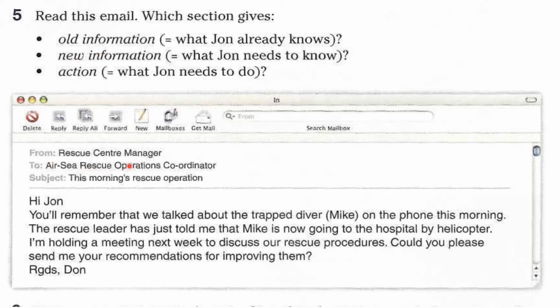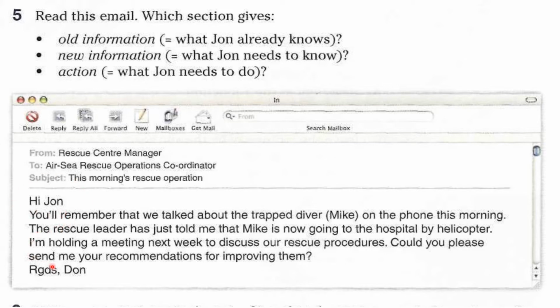Email from Rescue Center Manager to RC Rescue Operations Coordinator. The subject is the morning's rescue operation. Hi, John. You will remember that we talked about the trapped diver Mike on the phone this morning. The rescue leader has just told me that Mike is now going to the hospital by helicopter. I'm holding a meeting next week to discuss our rescue procedures. Could you please send me your recommendations for improving them? Regards, Don.